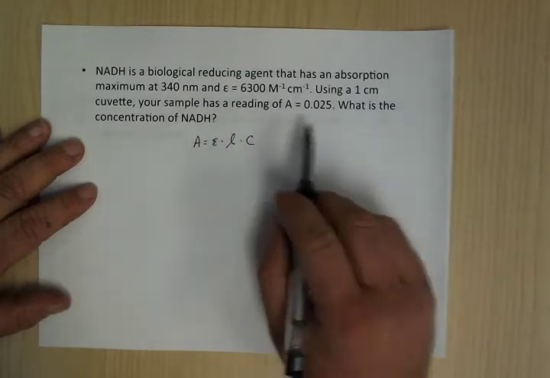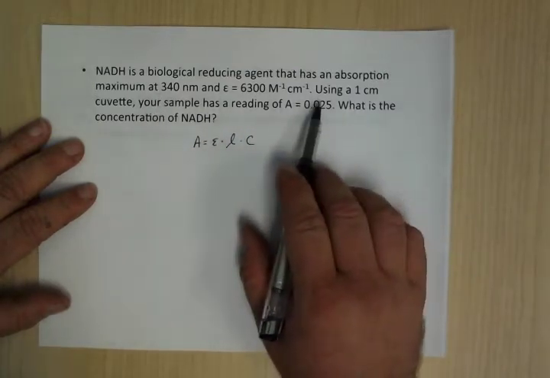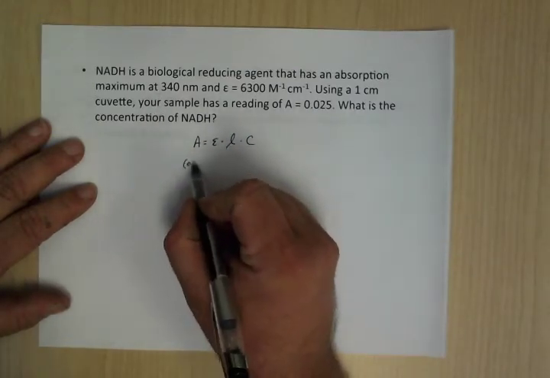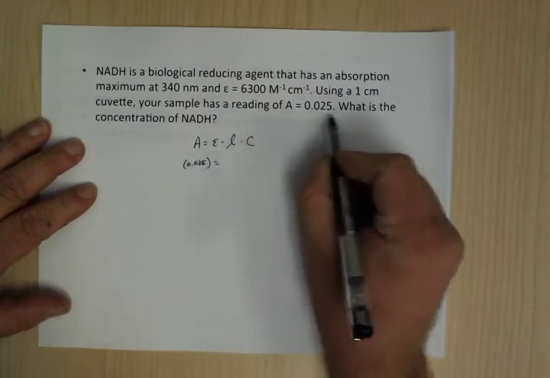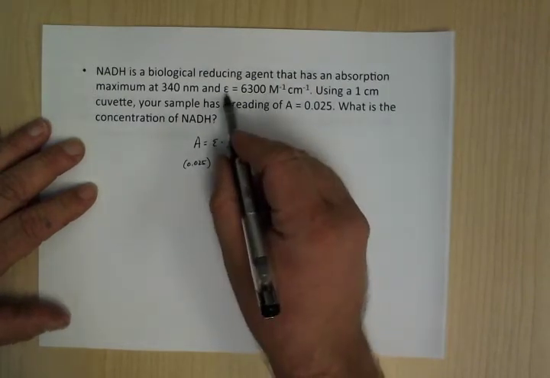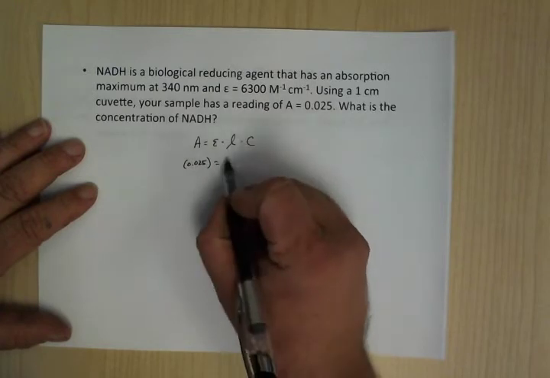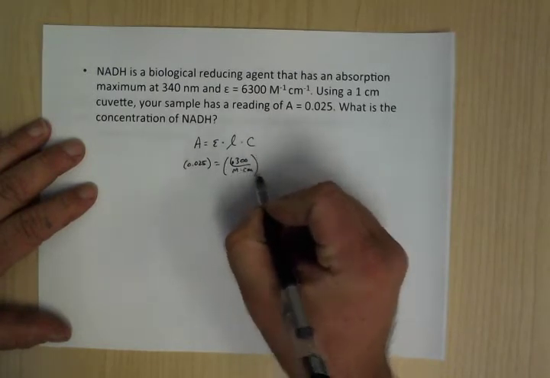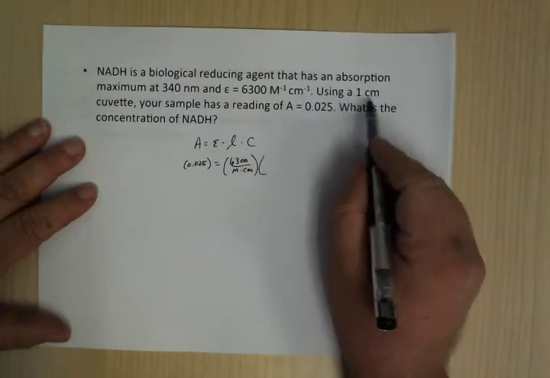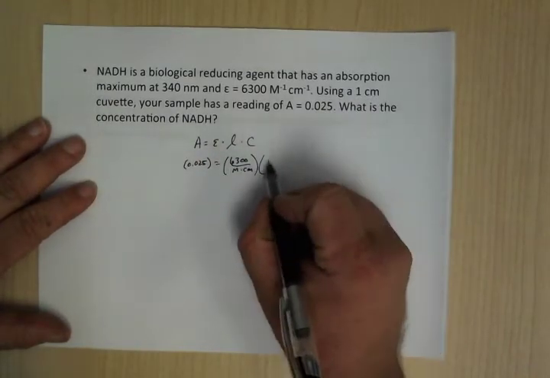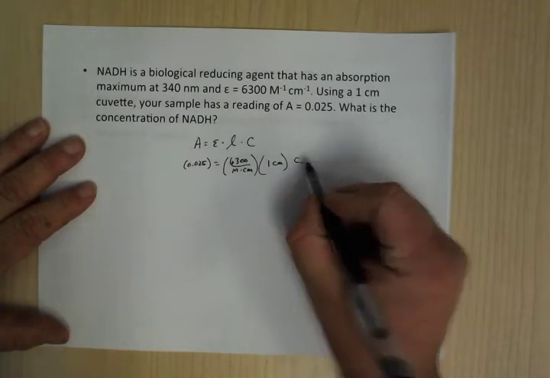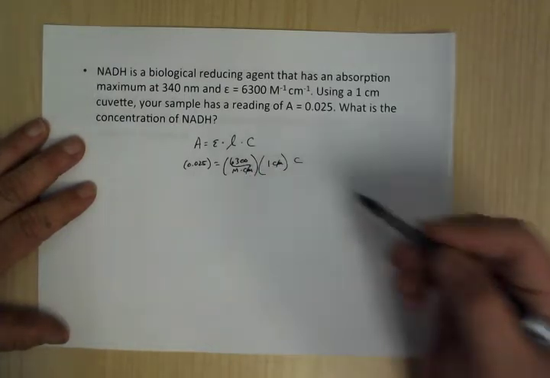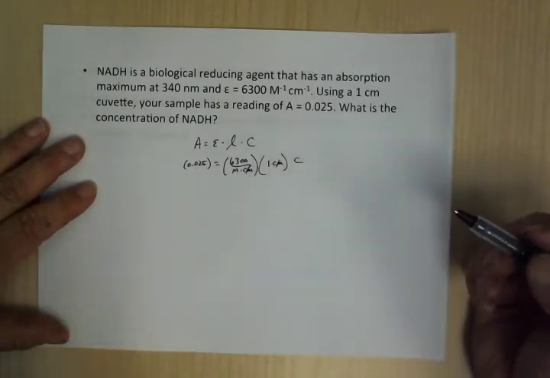Okay. So here, you have a reading, right? So 0.025, your absorption. Your molar absorptivity is 6,300 per molar per centimeter. Your path length, using a standard 1 centimeter cuvette, is 1 centimeter. And then you don't know C. Well, the nice thing is the centimeters cancel out.